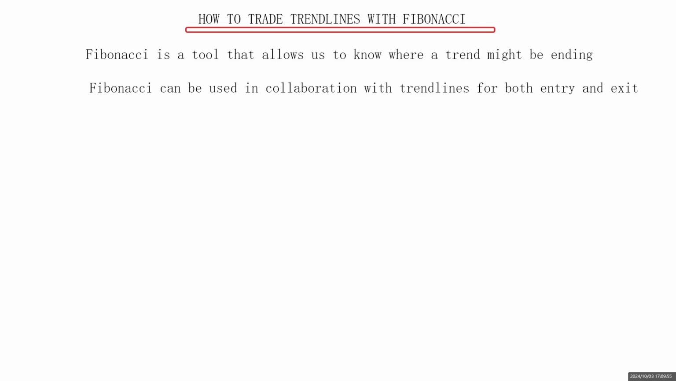Okay, so let's open up a clean page. Fibonacci used for exit. Okay, so it's important to note that when you are trading trend lines, one of the big questions is where to exit prices. If you're in a trade entry opportunity, where are you going to exit prices?